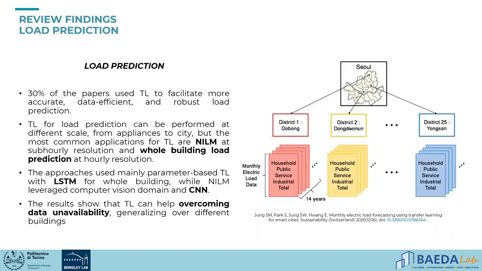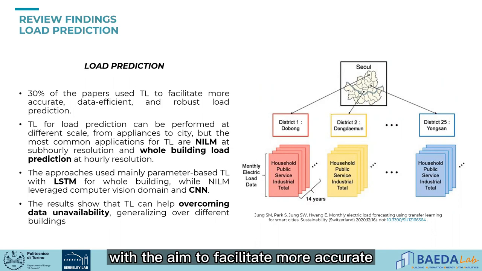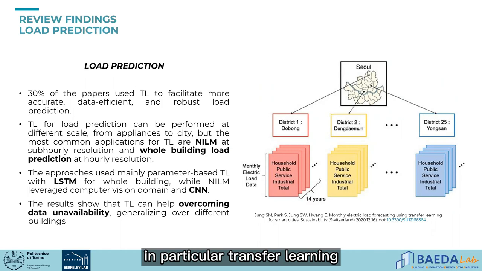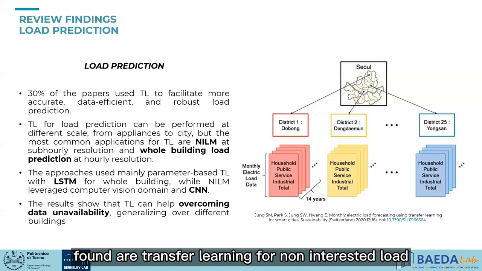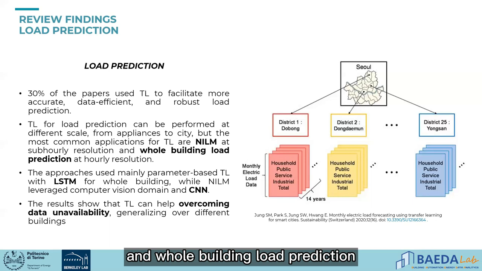Now I will deep dive into the specific applications, starting from the load prediction. As you can see, 30% of the papers use transfer learning with the aim to facilitate more accurate, data efficient, and robust load prediction. In particular, transfer learning for load prediction can be performed at very different scales, starting from single appliances up to the entire city. But the most common applications that we found are transfer learning for non-intrusive load monitoring at sub-hourly resolution and whole building load prediction at hourly resolution.